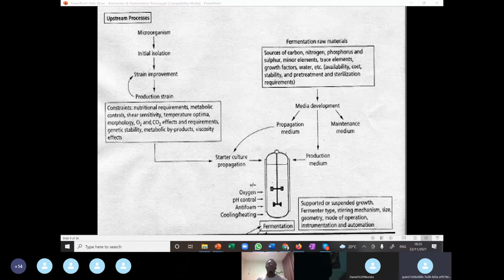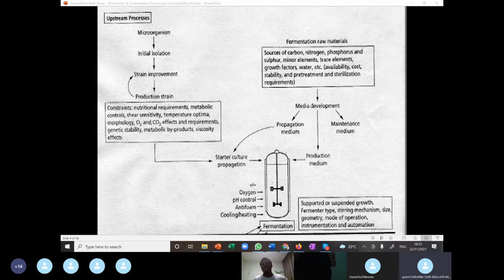Okay, so we'll also look at the oxygen and carbon dioxide requirements of the organism, and shear sensitivity. How can the organism withstand the agitation and the stirring that will be done during the process? And then the genetic stability of the organism.